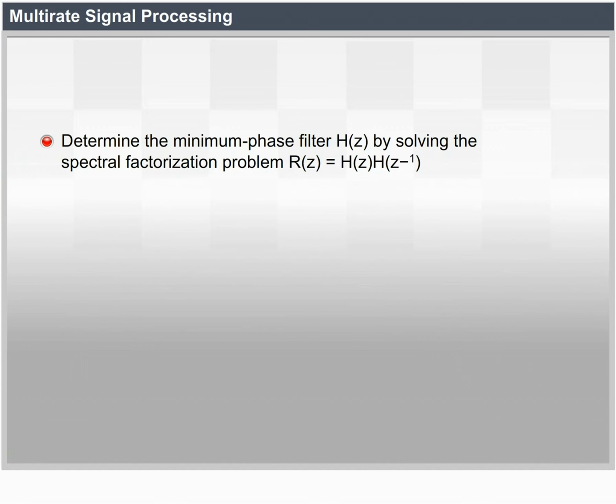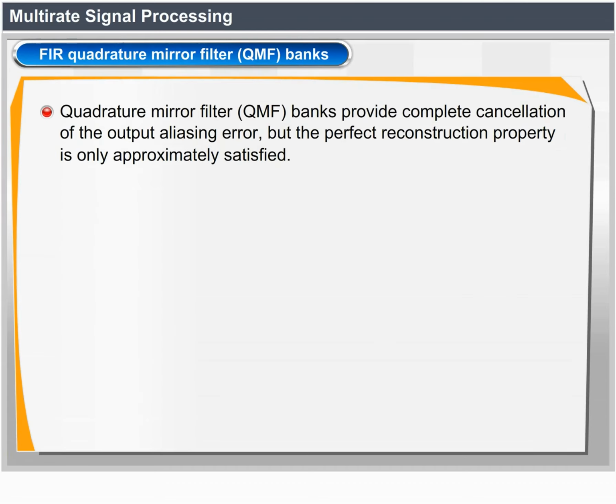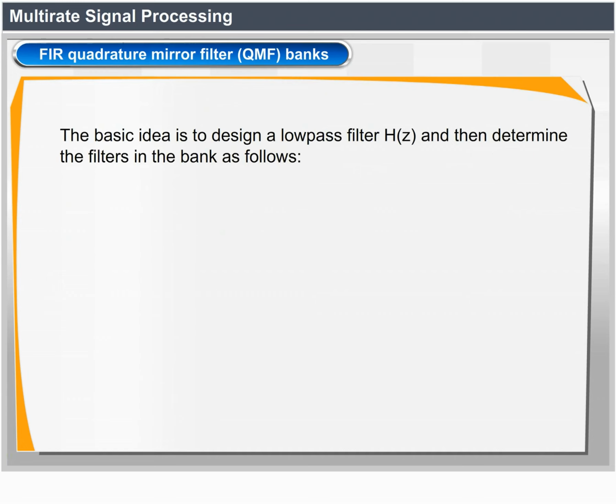FIR quadrature mirror filter QMF banks. Quadrature mirror filter QMF banks provide complete cancellation of the output aliasing error, but the perfect reconstruction property is only approximately satisfied. The basic idea is to design a low pass filter h of z and then determine the filters in the bank as follows. H0 of z equal to h of z, h1 of z equal to h of minus z, called equation 10.1.104a. G0 of z equal to h of z, g1 of z equal to minus h of minus z, called equation 10.1.104b.